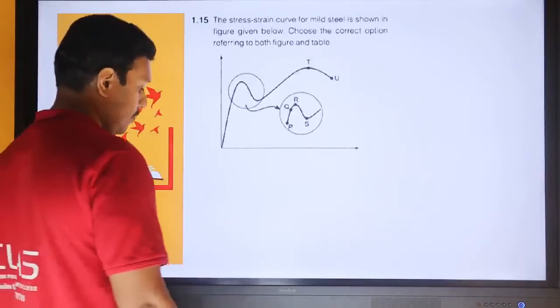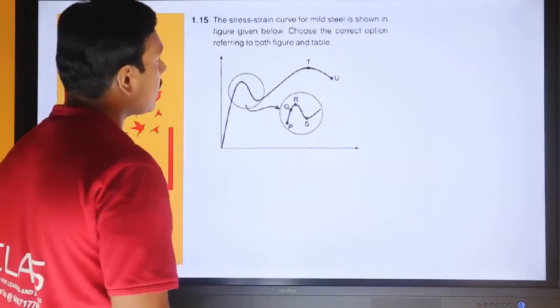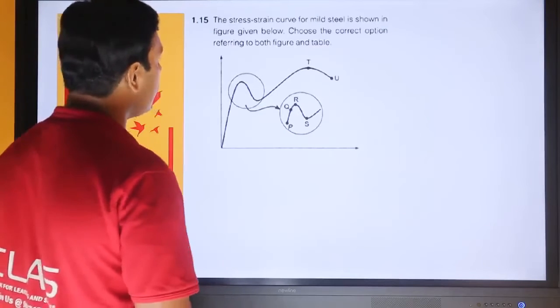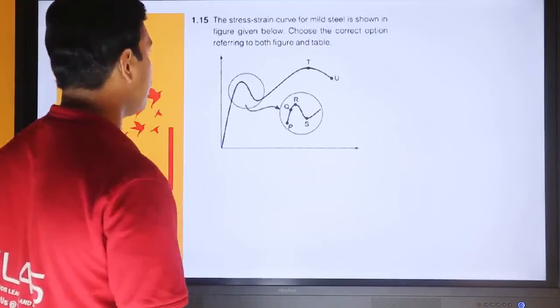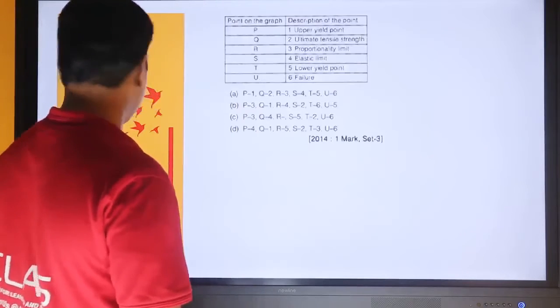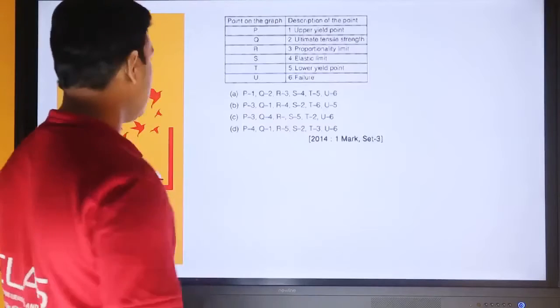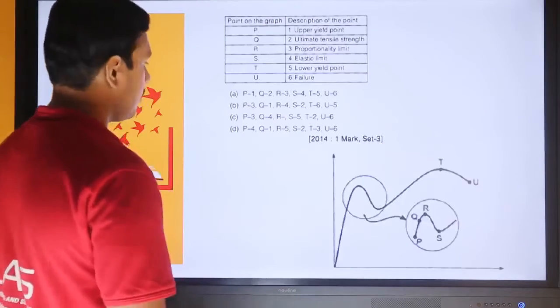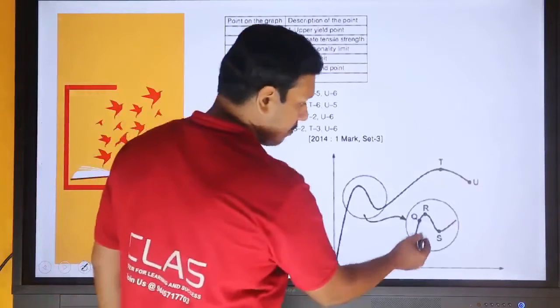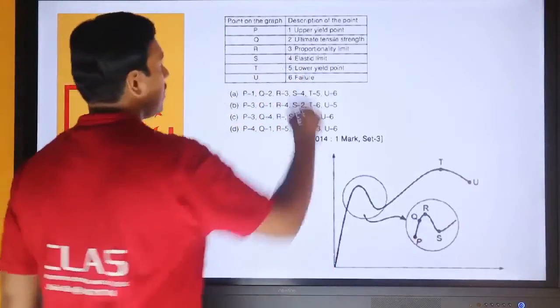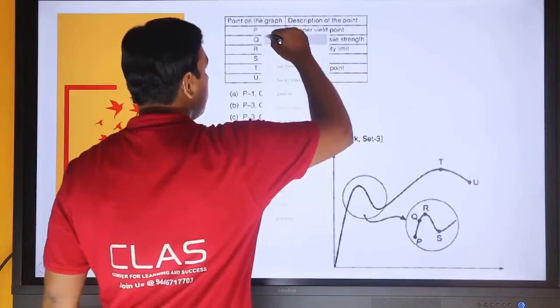1.15. The stress strain curve for a mild steel is shown below. Choose the correct option referring to both figure and table. This is the figure given and this is the table given. So, what is P? P is the proportionality limit.